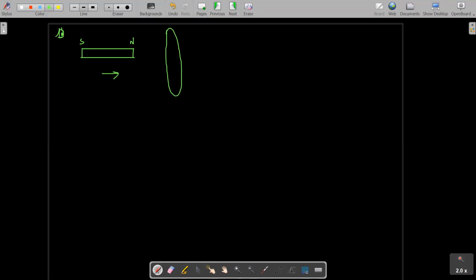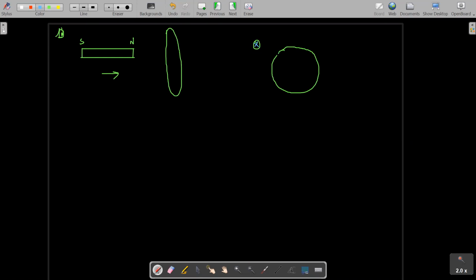Now I am the observer and I am seeing this. Not top view, we are just standing here and seeing this loop, and we are saying that flux is increasing. The magnetic field lines are going inside through this loop, and inside it is increasing.